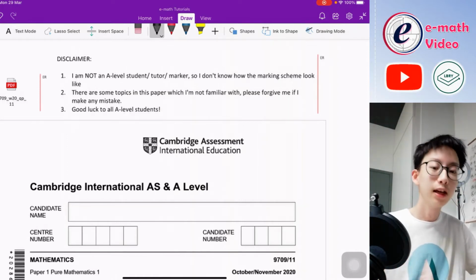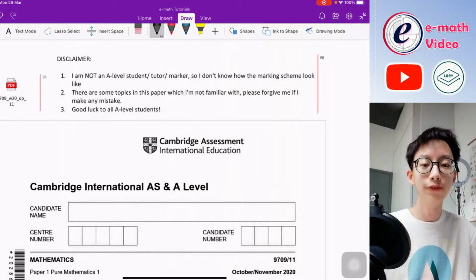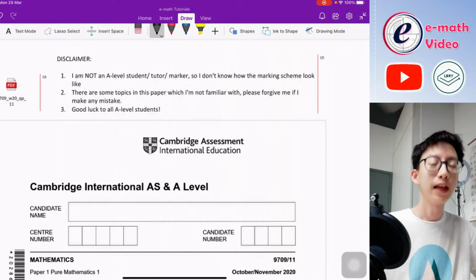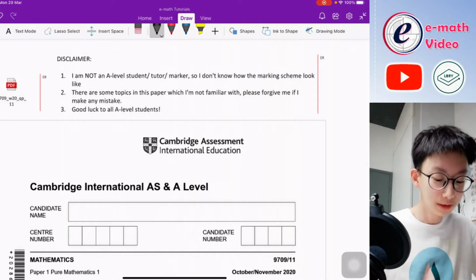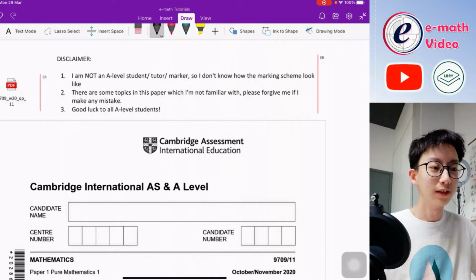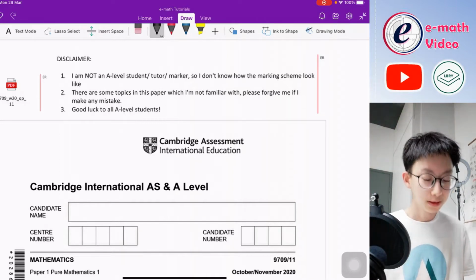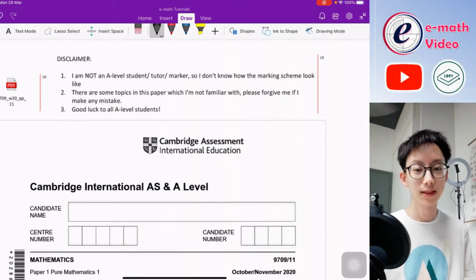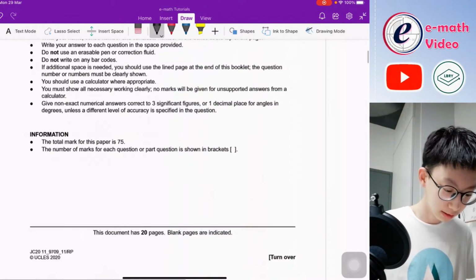And second of all, there are some topics in this paper which I'm not really familiar with, because actually I skipped my Year 12, alright? So please forgive me if I make any mistake or if I explain anything wrongly, right? And third of all, good luck to all the A-level students. Okay? So without further ado, let's start.